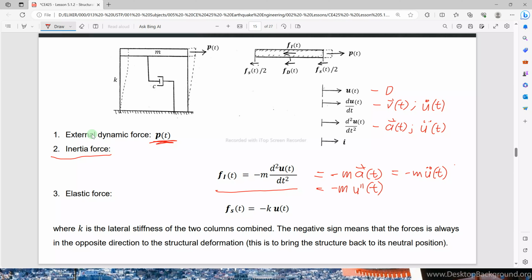Next, we have the elastic force. So that is the restoring force. The k is the lateral stiffness of the two columns combined. The negative sign means that the force is always in the opposite direction to the structural deformation. So we have the deformation, right, times the lateral stiffness. The negative means that it is always opposite to the deformation, meaning the structure is to be brought back to its neutral position.